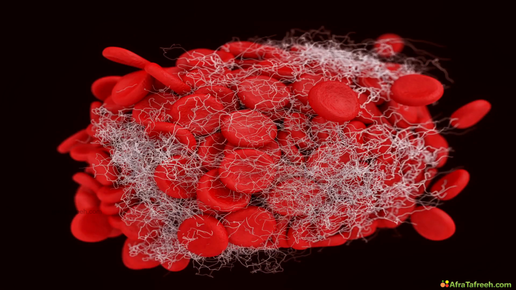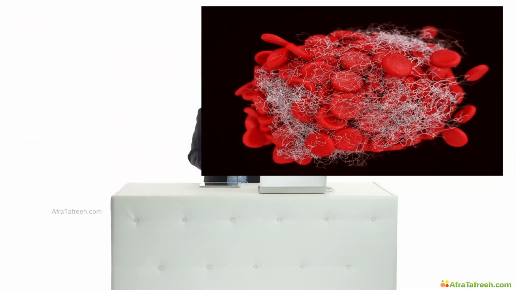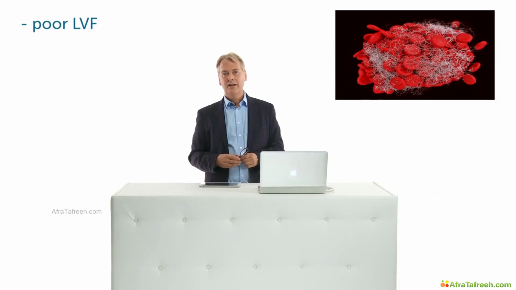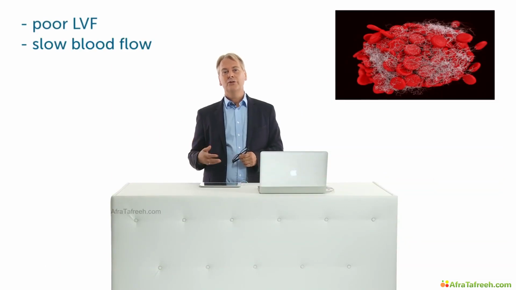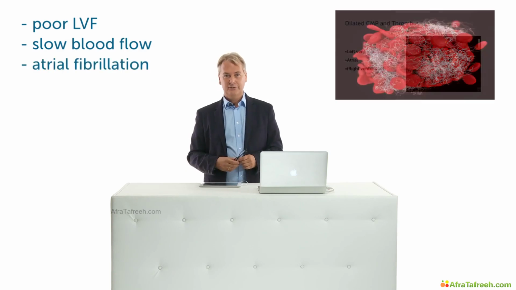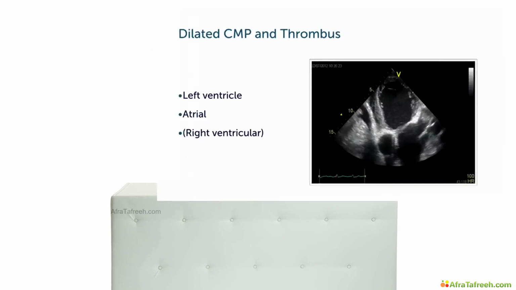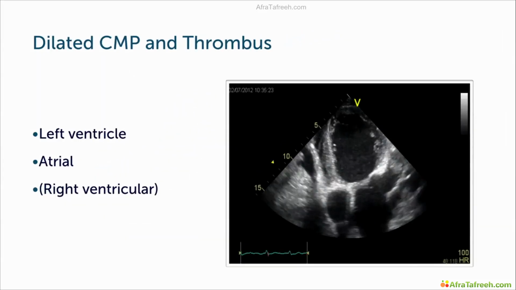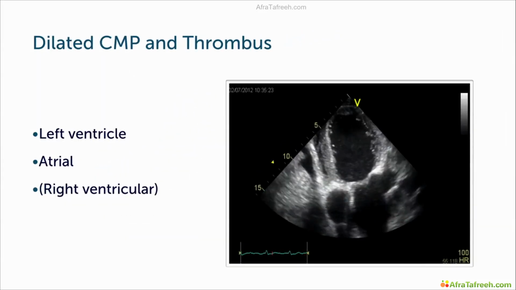And I have one more important feature to look for: thrombus. Why do patients develop a thrombus? Well, simply because these patients have poor left ventricular function and therefore slow flow, not only in the ventricles, but also in the atria, especially if they also have atrial fibrillation. So you can find a thrombus in the ventricles, but also in the atria. And this is such an example.